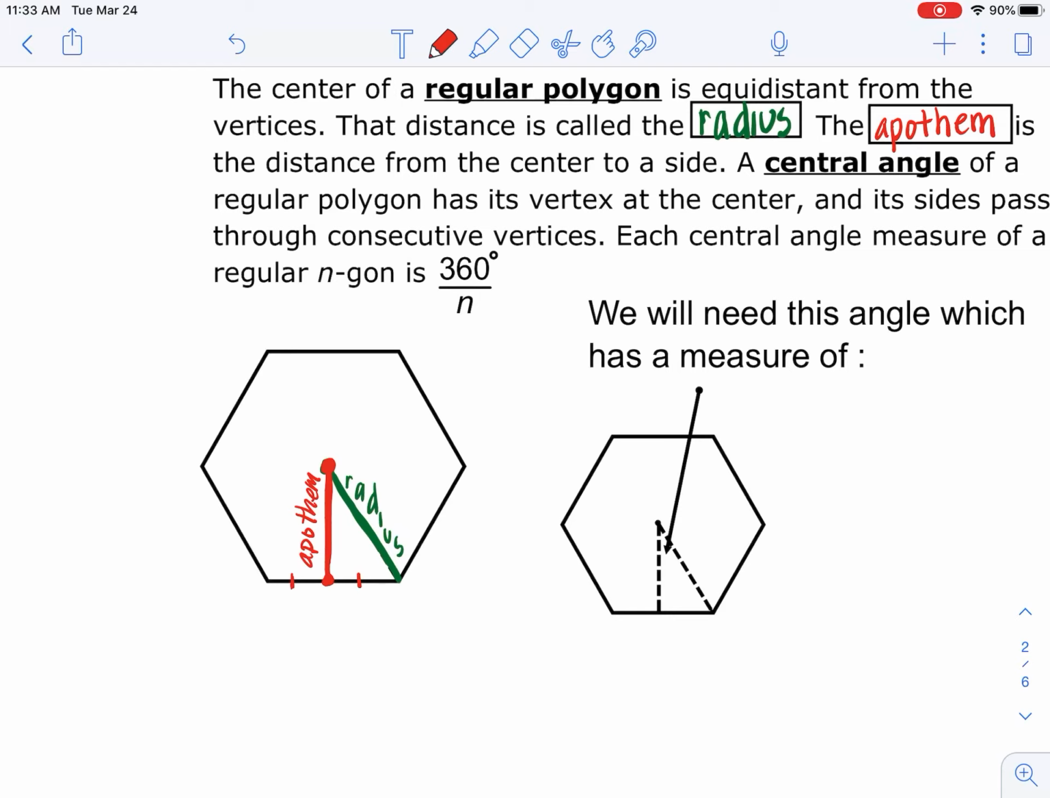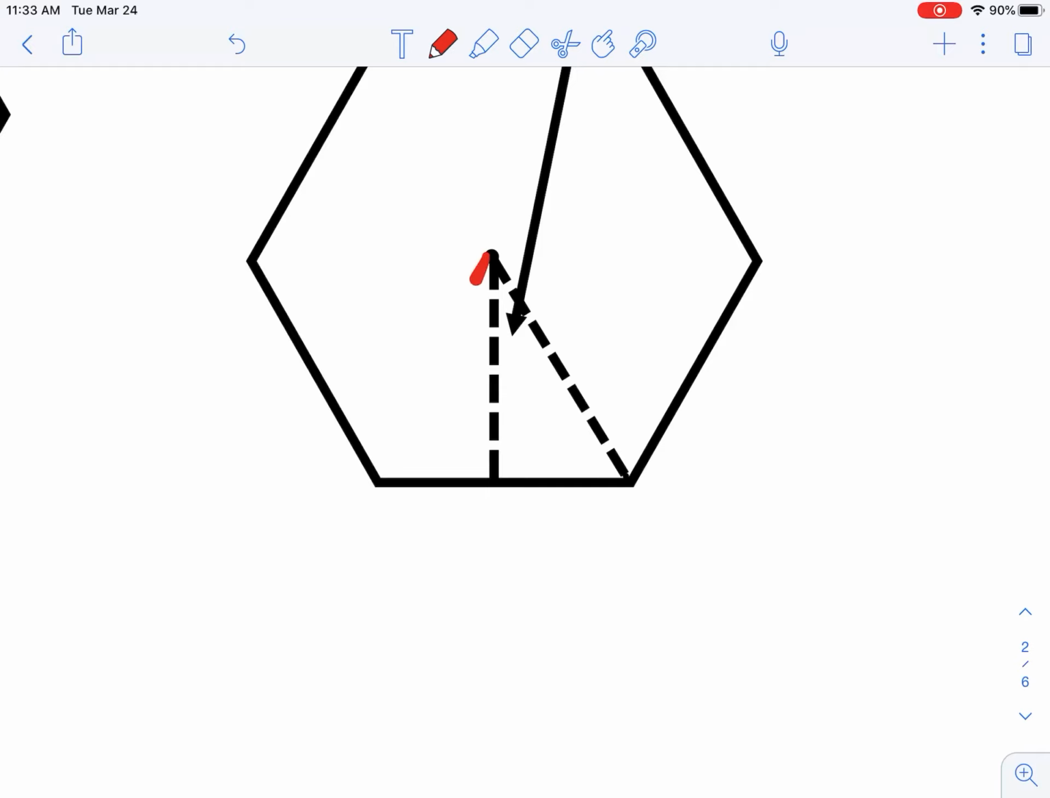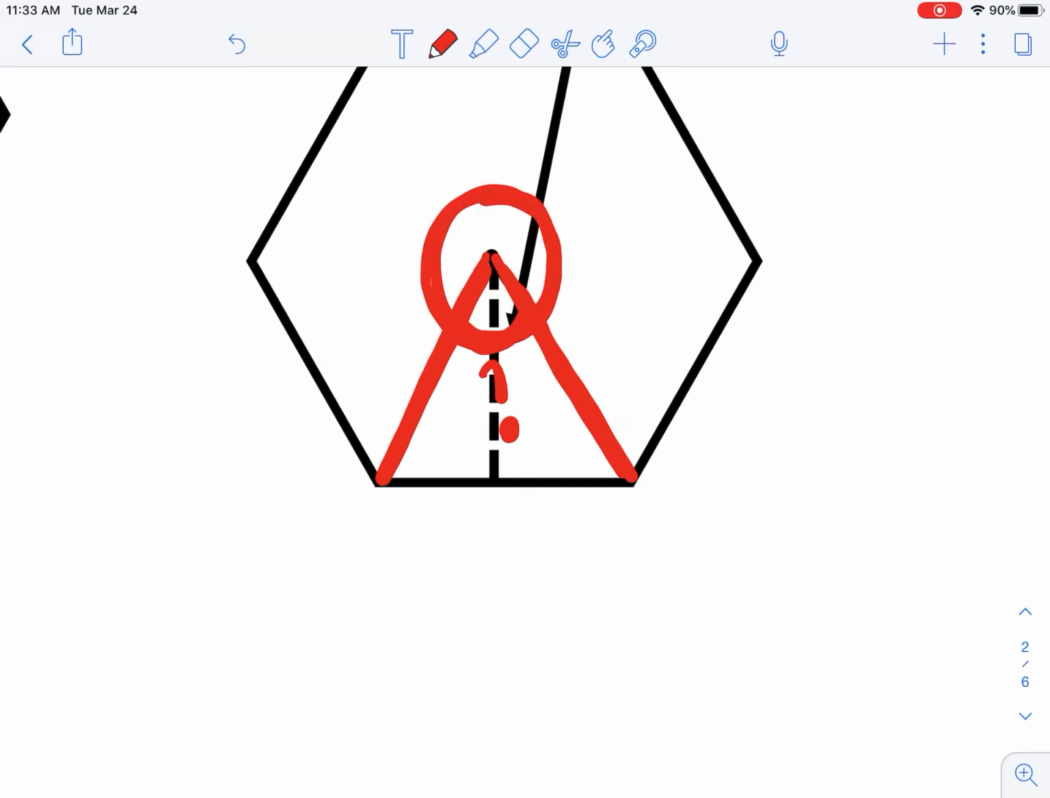Okay, so the next vocabulary word is a central angle. A central angle of a regular polygon has its vertex at the center, and its sides pass through consecutive vertices. Each central angle has a measure of 360 divided by n. So what that's talking about, if I said that this was a regular polygon, all the sides are the same and all the angles are the same, and I asked you what's the measure of this angle right here, you could figure it out because you know this whole thing is 360 degrees.